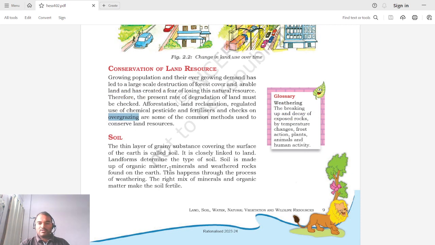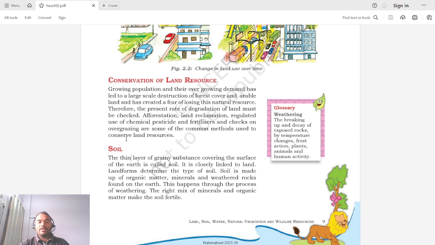Now let us move to the next point, that is soil. I think we can start with soil in the upcoming lecture. Hopefully you have understood the concepts that we have seen today. Please go through them and read the textbook.